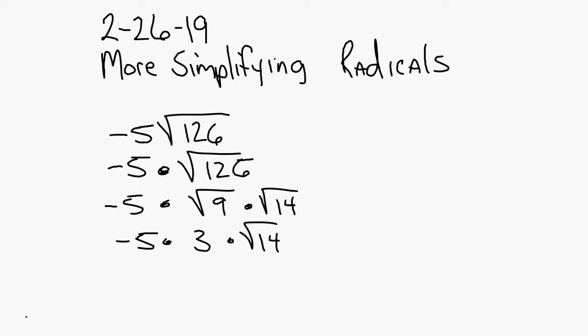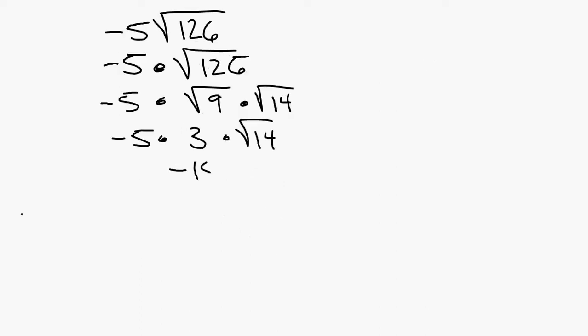So what you're doing is you're breaking apart this problem. You're pulling all of the perfect square factors out of whatever's under the radical. Once you pull this problem apart and you simplify everything, you can put the problem back together. So in this case, your next step would be to multiply the -5 times the 3. You're allowed to multiply anything not under the radical by anything else not under the radical. So -5 times 3 is -15. And the square root of 14 is in simplest form. So -15 times the square root of 14 would be your simplest form.